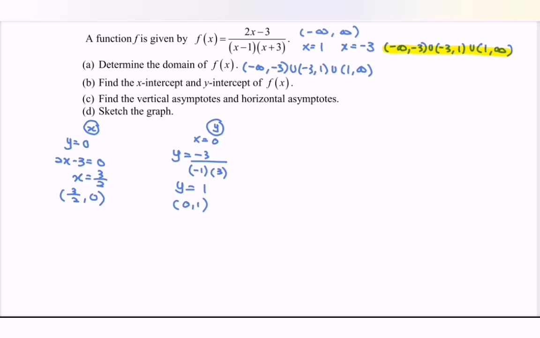So here we have the x-intercept, (3/2, 0), and the y-intercept, (0, 1).